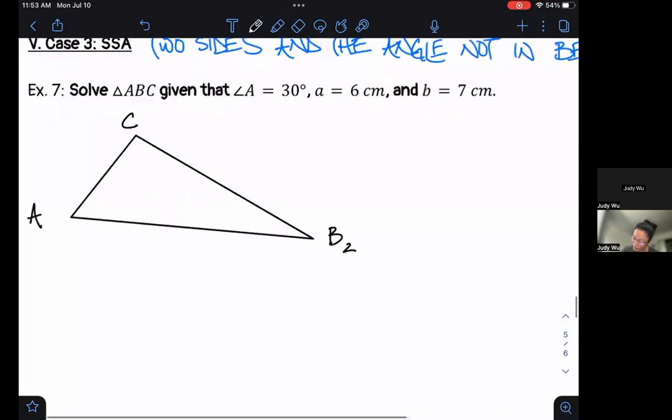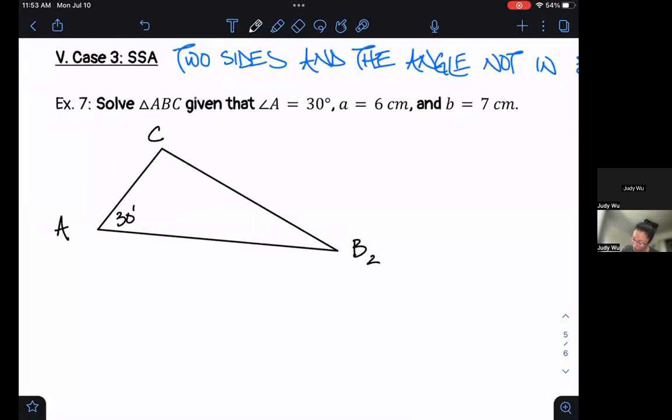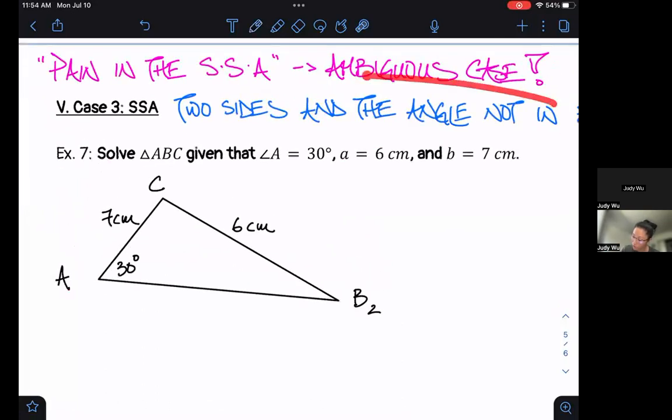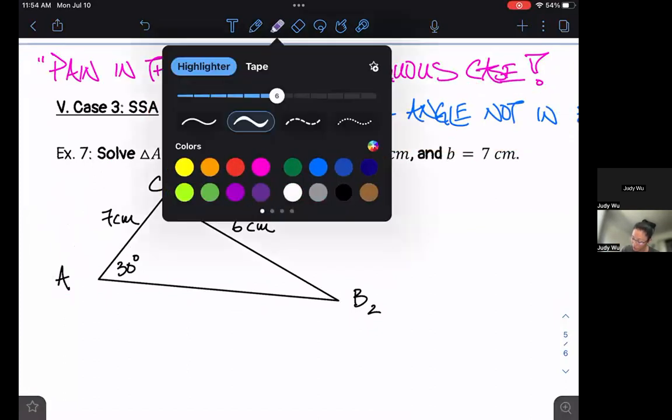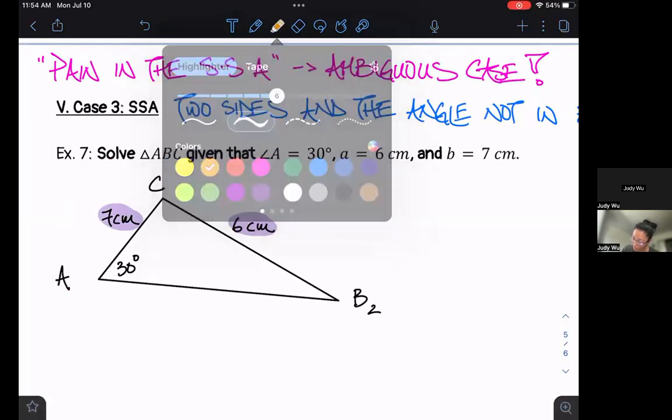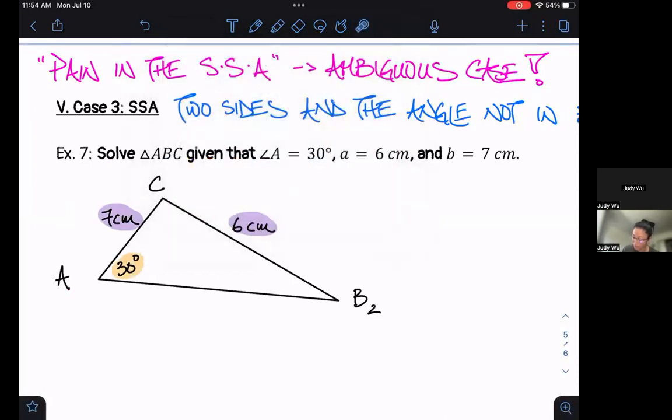And if we label this with what we have, our 30 degrees, we have little a as 6 centimeters, little b as 7 centimeters, okay? And so if we go back to this idea that we have two sides and the angle not in between them, let's just prove that to ourselves. So we've got our two sides, 6 centimeters, 7 centimeters, and then we have the angle that's not in between them. We've got angle A, okay?